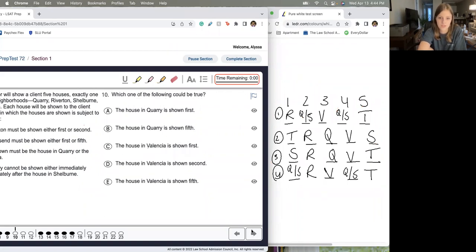Okay. Next one. Which one of the following could be true? Okay, so we have no if, we have no restrictions, so we're looking at all of our worlds. We're looking for something that could be true, which means that even if it happens once, that's enough for it to be our right answer. So it just has to happen 1% of our time.